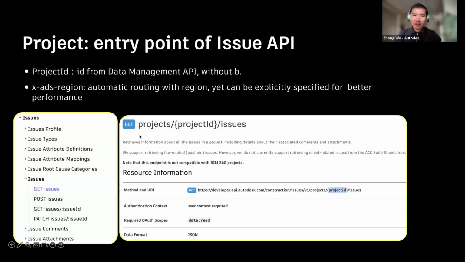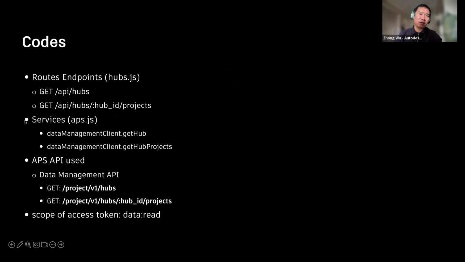So the code is similar. Every time the structure is similar, we will also create a couple of endpoints. We will create two endpoints, to get the hubs and get the hub projects. And we will create a couple of services to help do the real work. We use the SDK to get the hubs and get hub projects.